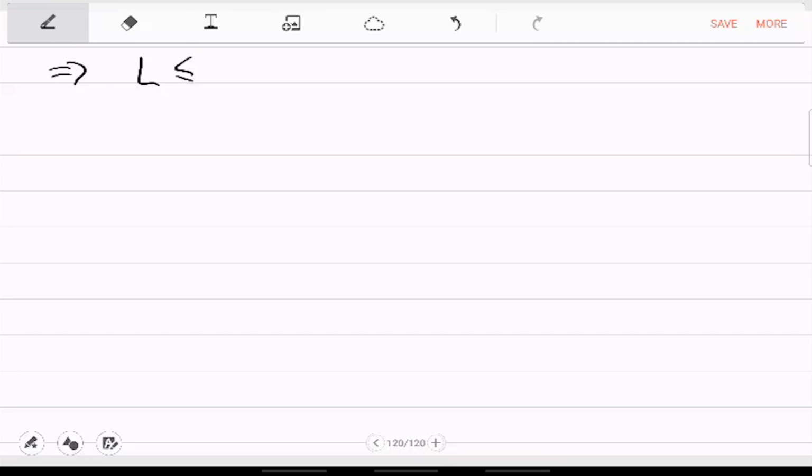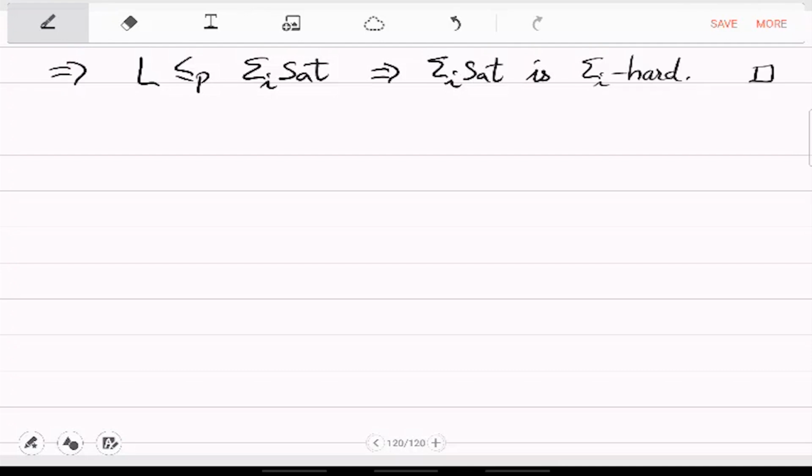L has been reduced to sigma I SAT in deterministic polynomial time, which means that sigma I SAT is sigma I hard. And since sigma I SAT is trivially in sigma I, we have a sigma I complete problem. Okay, so this was basically Cook-Levin.